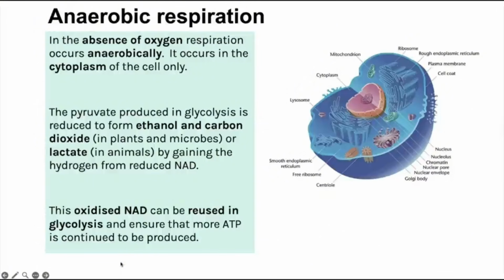Anaerobic respiration is when there is no oxygen, and it only happens in the cytoplasm. The pyruvate that's produced in glycolysis is reduced instead of oxidized. And it will form ethanol and carbon dioxide if it's a plant or a microbe, or lactate or lactic acid in animals. And this is by the pyruvate being reduced because it gains the hydrogen from reduced NAD. That reoxidizes the reduced NAD into NAD so that it can be used in glycolysis again to make sure that at least glycolysis can still continue even though there's no oxygen, so that you get some ATP.